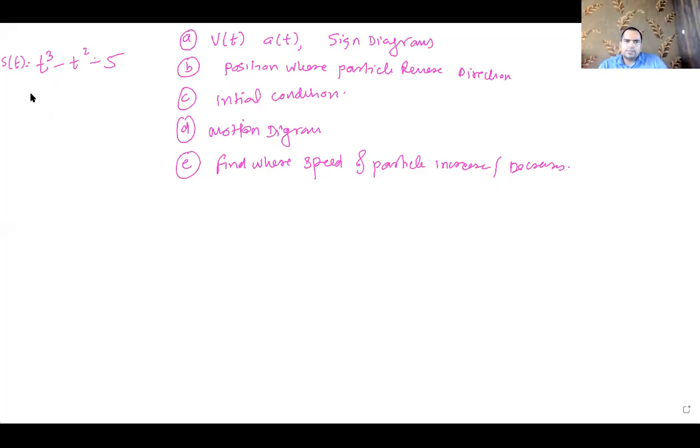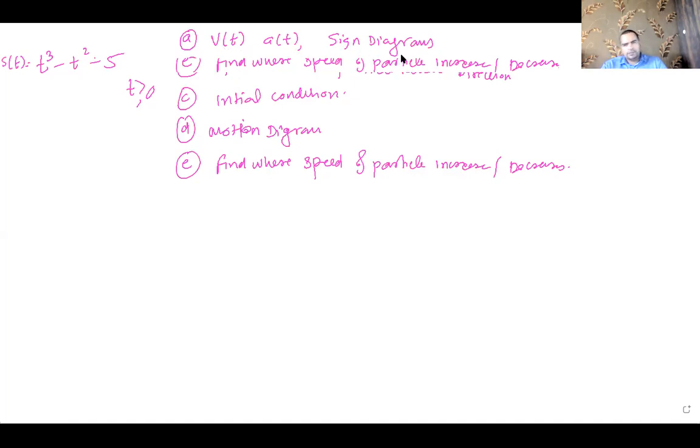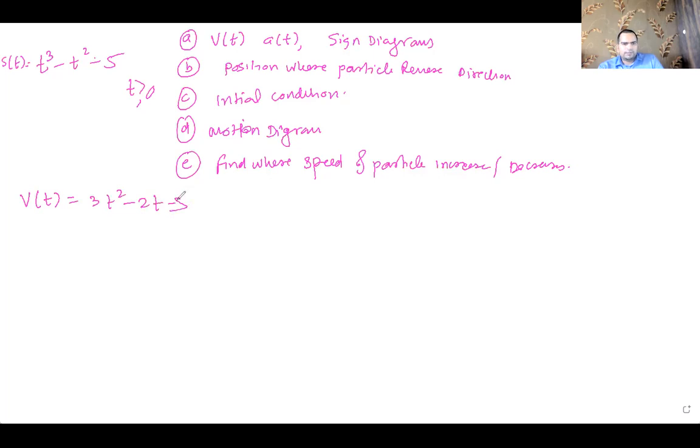Here the expression has been given for displacement, which is s of t equals t cubed minus t squared minus 5, of course, t is greater than or equal to 0. What we are supposed to find is v of t, a of t, and their sign diagrams. Firstly, v of t is going to be the derivative of the displacement, which is 3t squared minus 2t, since the derivative of the constant 5 is 0. Next up is the acceleration expression, which will be 6t minus 2.